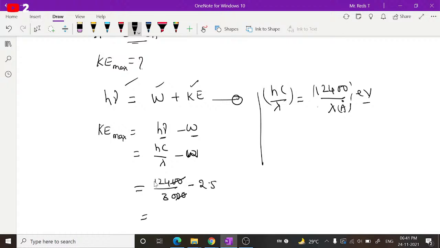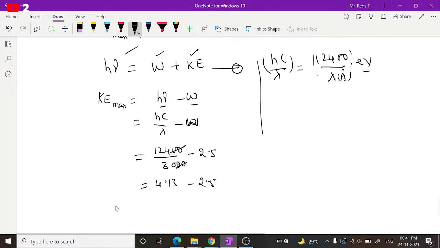You can write it as 124 by 30. 120 by 30 means 30 fours are 120, but it is more than 4. That means approximately, if you send this 0 here, it becomes 12.4 by 3. Simplifying this, 3 fours are 12, so we get approximately 4.13, minus 2.5. This also will be in electron volts. So the difference between these values will give you approximately 1.6 electron volt. 1.6 only, that is Ke max.